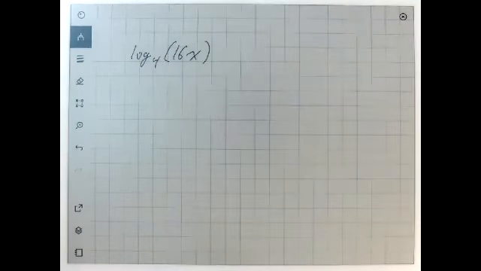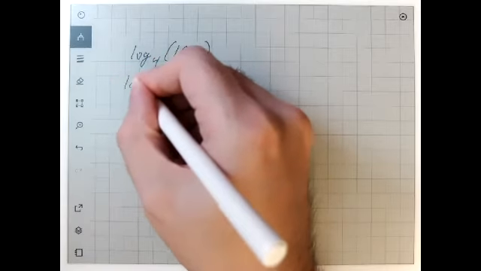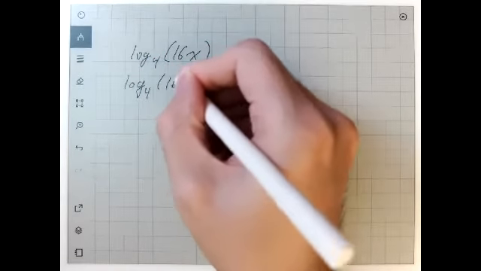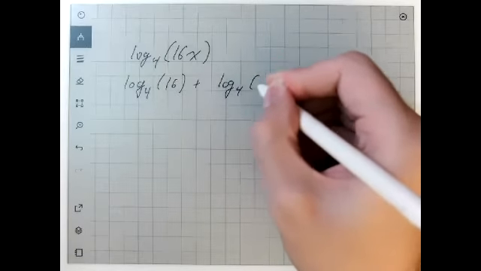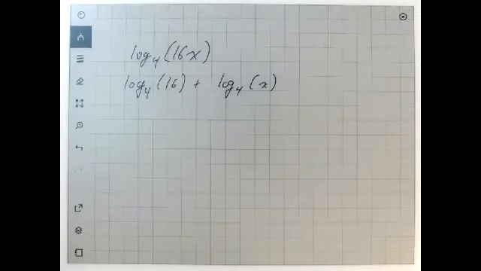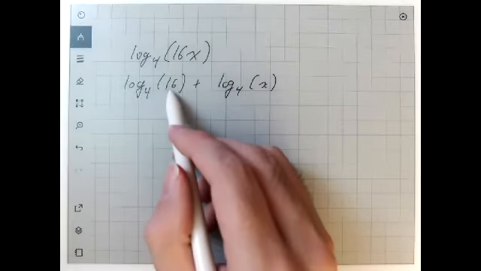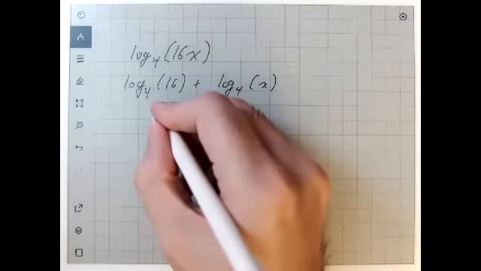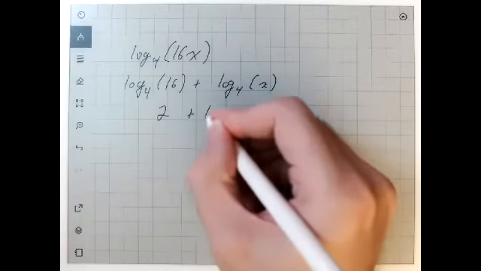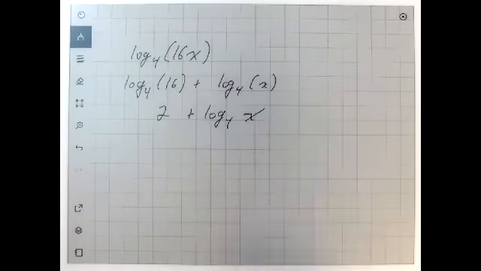So if I have something like the log base 4 of 16x, I can split this up and separately consider the log of 16 plus the log of x. And since 16 is 4 squared, the log base 4 of 16 is 2. So we can simplify expressions using this property.